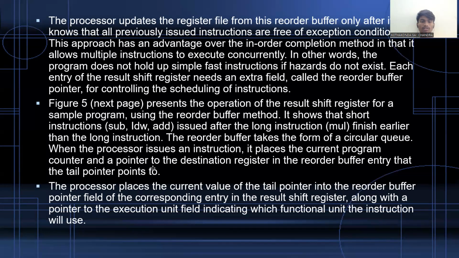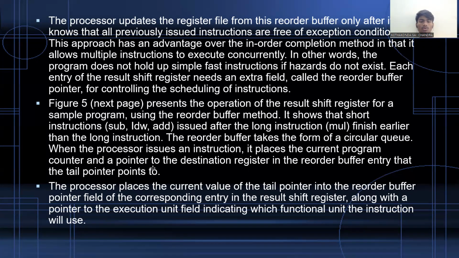Figure 5 presents the operations on the result shift register for a simple program using the reorder buffer method. It shows that a short instruction, such as add, issued after the long instruction, multiply, finishes earlier than the long instruction. The reorder buffer takes the form of a circular queue.